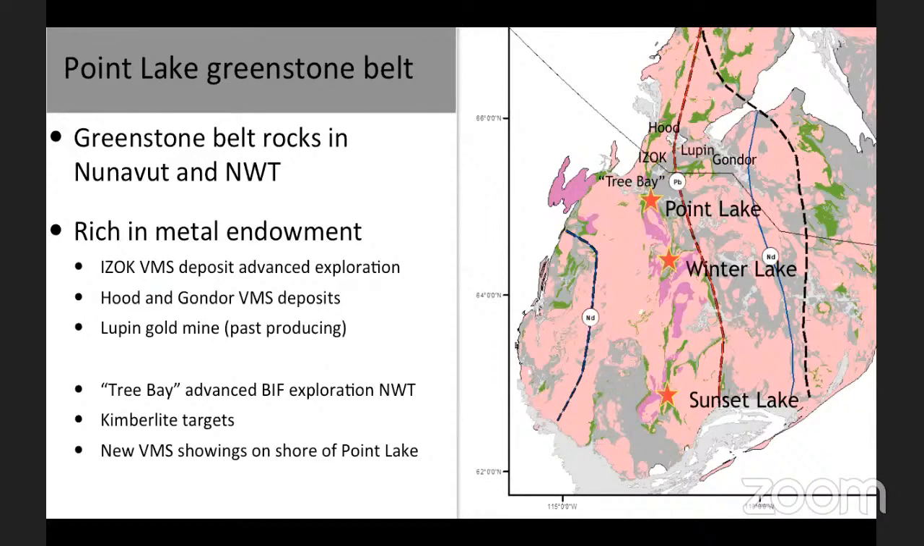On the Nunavut side, we have the Izok, Hood, and Gondor VMS deposits, as well as the past-producing Lupin gold mine. On the NWT side, there's been advanced exploration for gold and banded iron formation. There's several kimberlite targets, and in the course of this work, we've seen new VMS-style showings along the shore of Point Lake.